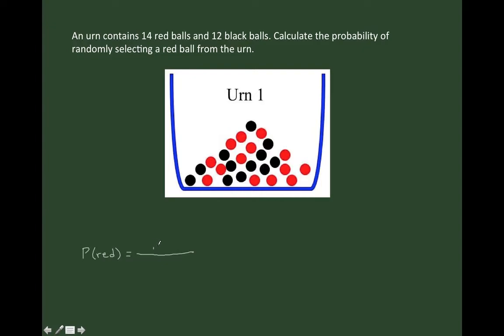Well, there are 14 red balls, so there are 14 different ways we could get a red ball out of there. And then the denominator becomes the total number of things that can happen. There are 26 balls total, so there are 26 possibilities. This simplifies to 7/13. So the probability of selecting a red ball from this urn is 7/13.